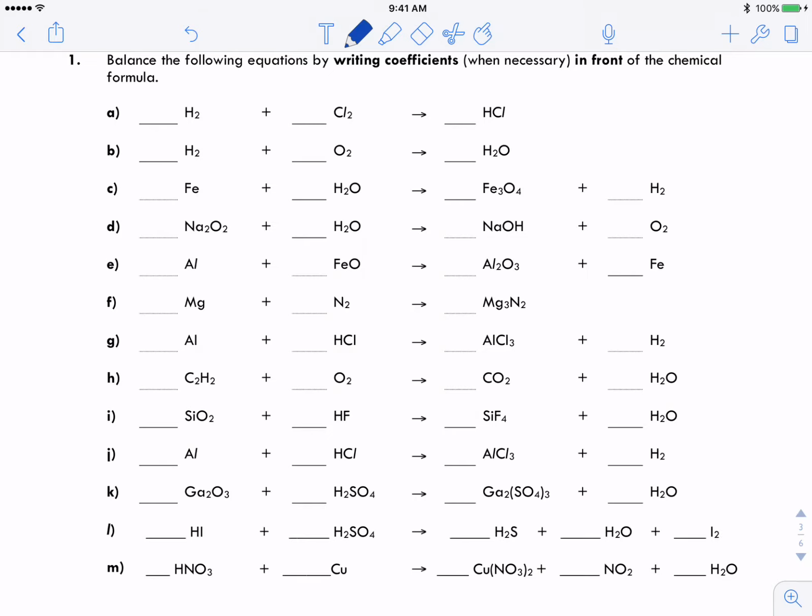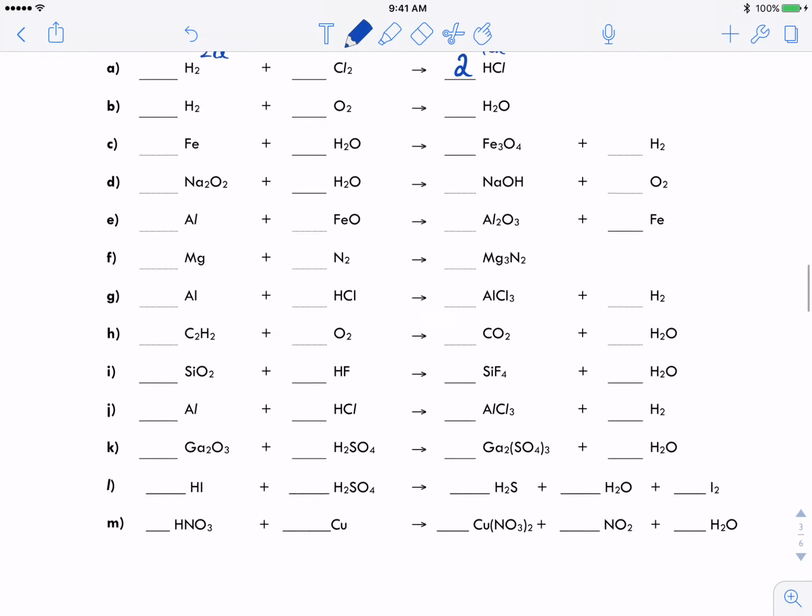On the left hand side, there are 2 hydrogen, 2 chlorine. On the right side, there's 1 hydrogen, 1 chlorine. So very simple, I just need to times 2.